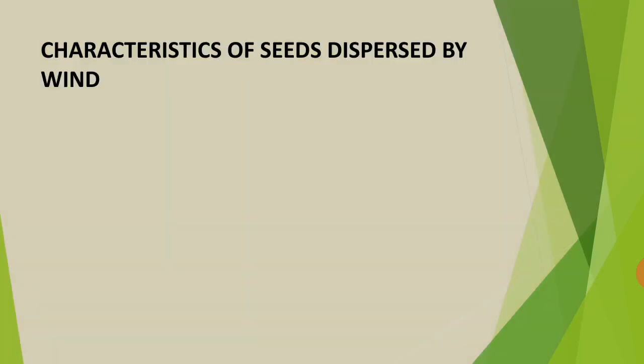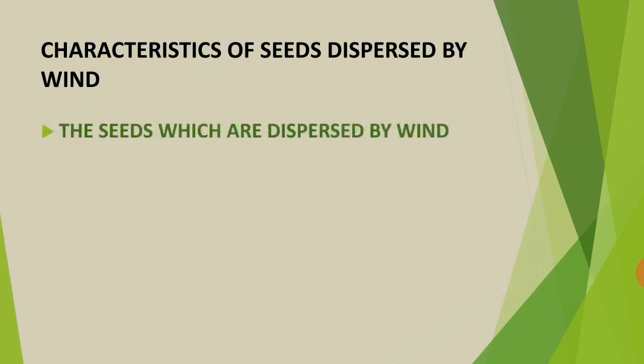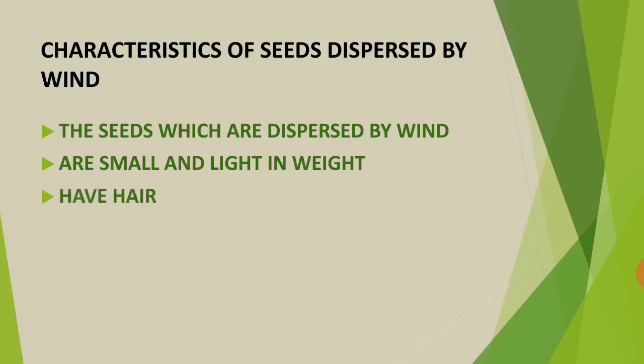Characteristics of seeds dispersed by wind. The seeds which are dispersed by wind are small and light in weight, have hair-like structure or have wing-like structure. Because of these three characteristics, the seeds are easily carried by wind from one place to another place.